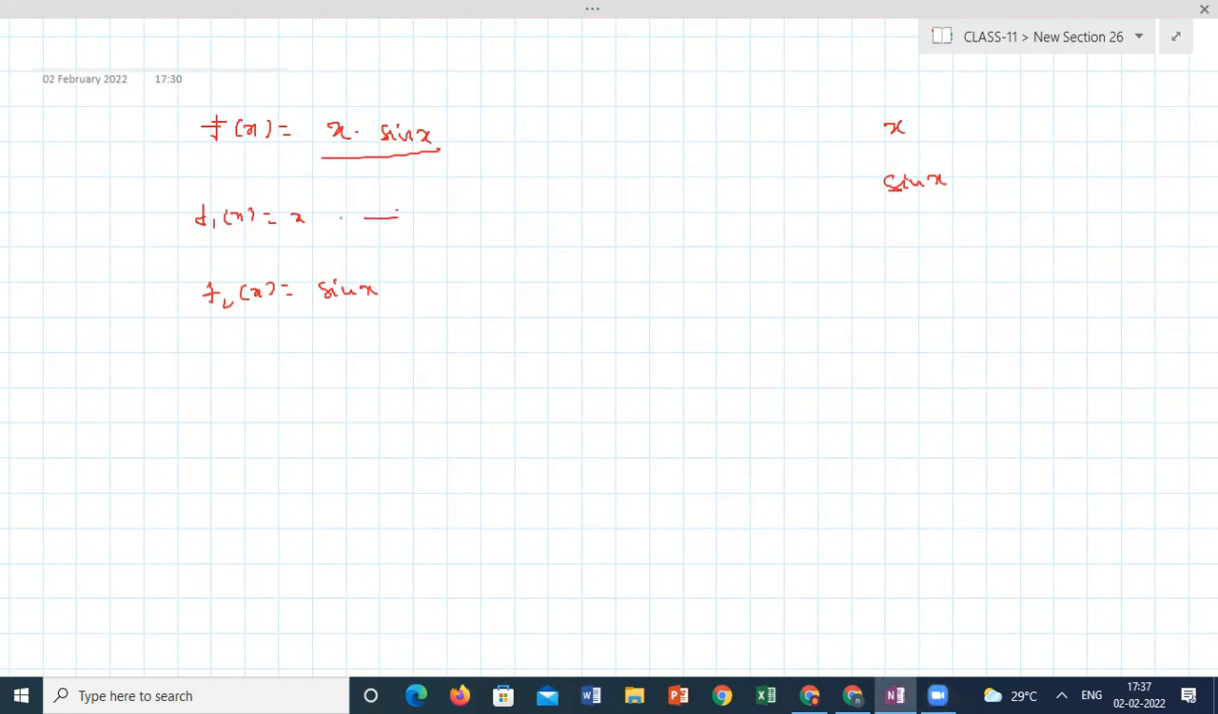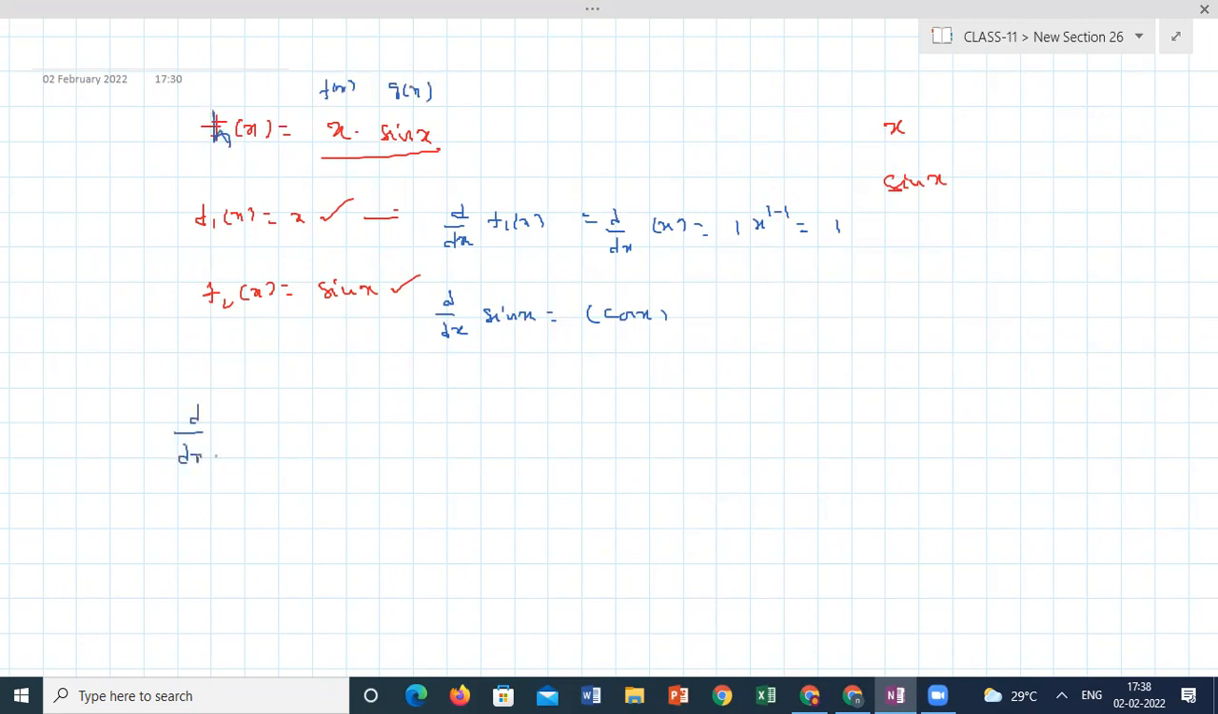So the differentiation of this. See, x is a standard function, sin x is a standard function. So you know how to do the differentiation of these two functions. So dy dx of the first function, dy dx of x, is x power 1, so 1 into x power 1 minus 1, so it is 1. And dy dx of sin x is equal to cos x. Now it is like your f of x and g of x in the formula. The given function is h of x.